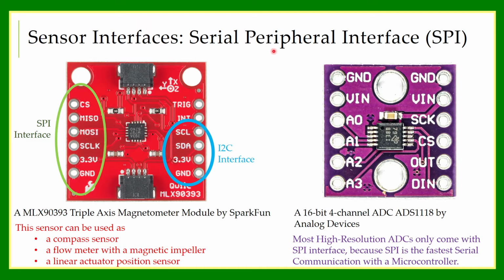Now here is another SPI sensor. On the left side, you can see a triple axis magnetometer module by SparkFun. So it can be used as a compass sensor, or a flow meter with a magnetic impeller, or a linear actuator position sensor, because it can pick up a magnetic field, either Earth's magnetic field, or if you bring a magnet to it, then the output also changes. So using that, you can design any instrumentation system.